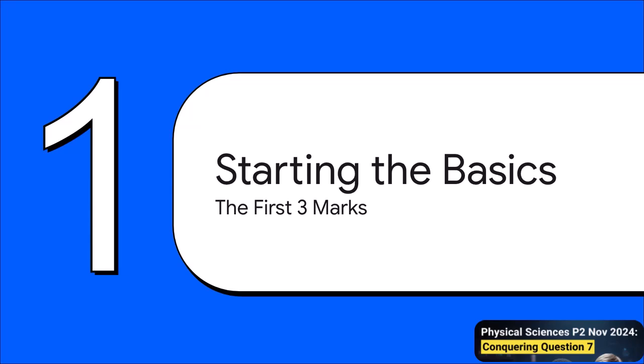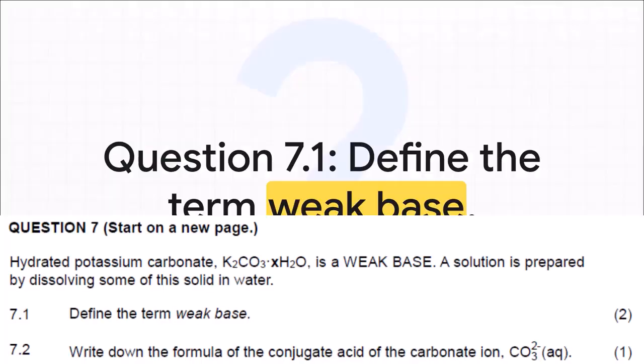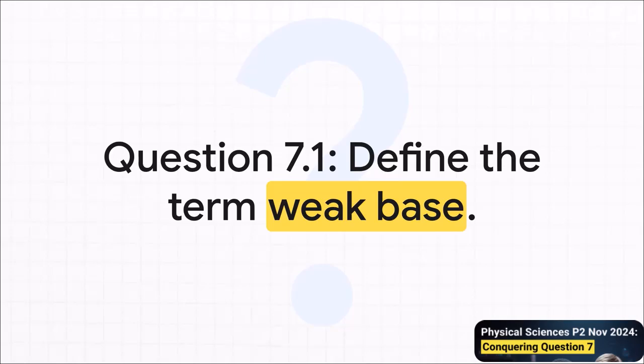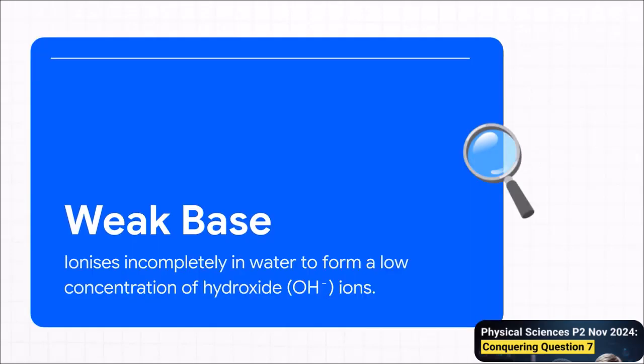Okay, so when you see a big question like this, where do you start? Well, we're going to start with the basics. We're going to grab those easy marks first, the definitions, the simple concepts, just to build up some confidence right out of the gate. So, question 7.1 kicks us off with this. Define the term weak base. Now, for 2 marks, you know they're looking for something really specific. And here's the deal. Precision is everything.